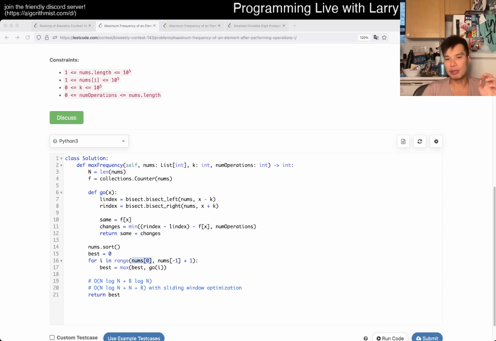Okay, and of course for symmetry reasons, the same for the max. I'm not going to get into that deeply. So that's the one key observation.